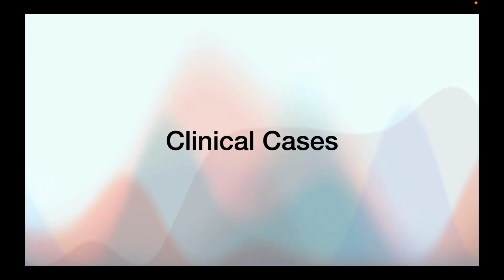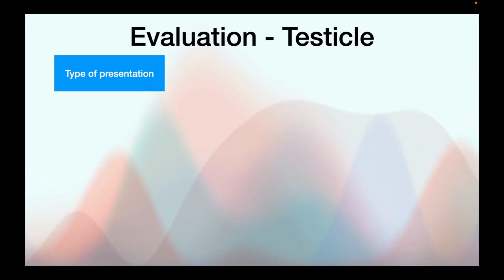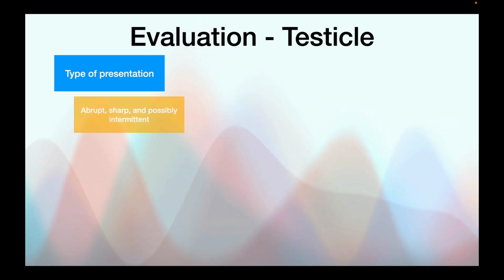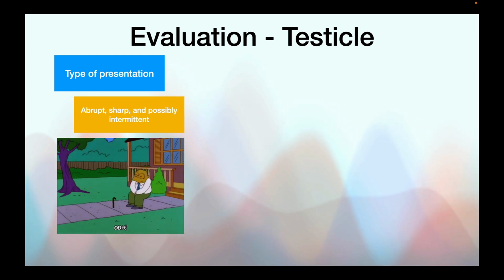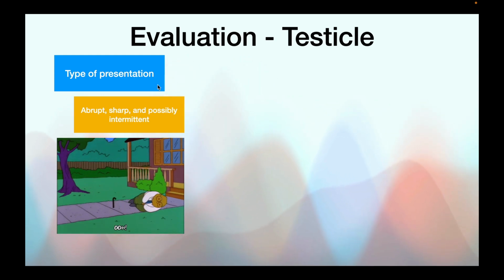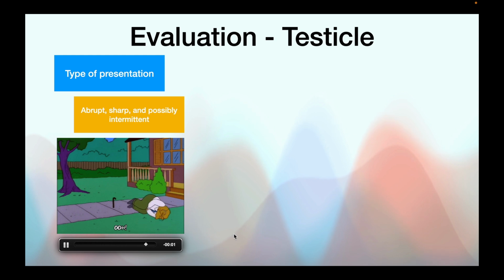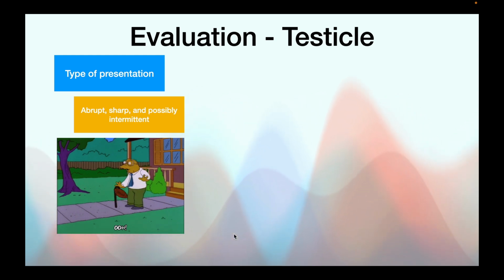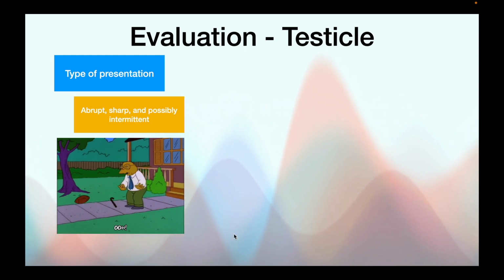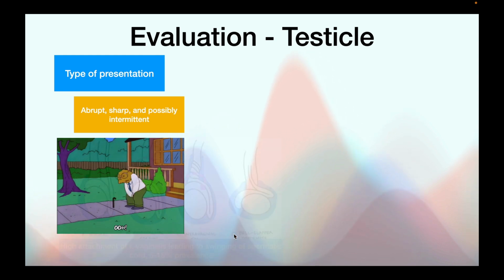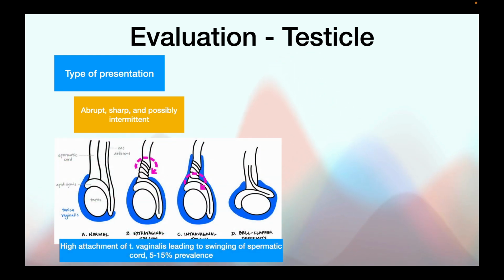Let's talk about some clinical cases. The type of presentation is very, very important when it comes to a chief complaint involving the testicle. So if someone comes in with abrupt, sharp, debilitating pain like this gentleman right here, and it can also be intermittent, but the key is that it really is very, very sharp, you really have to consider testicular torsion.